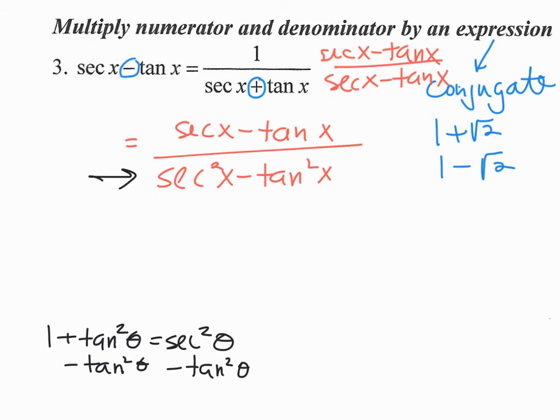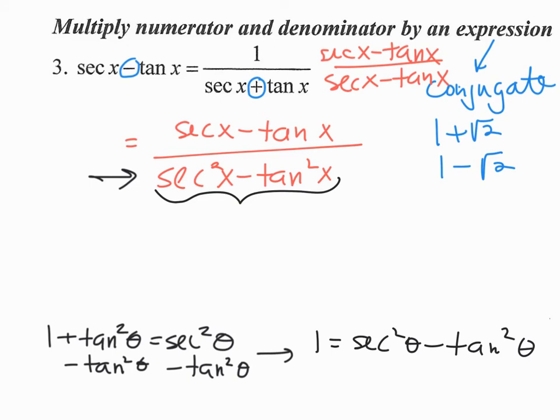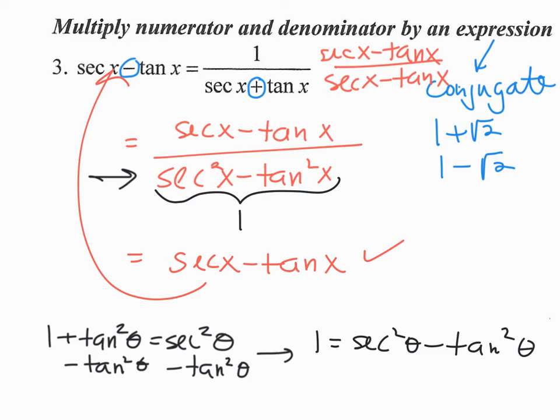Okay, so then I can see, I have a 1 left on the left side, and on the right, I have secant squared theta minus tan squared theta. Okay, so now look at our problem in red up here. That means that secant squared minus tan squared is the same as 1. Okay, so look what I have. I have 1 on the bottom, and then I have secant x minus tan x. That's exactly what I wanted. So that one is done.